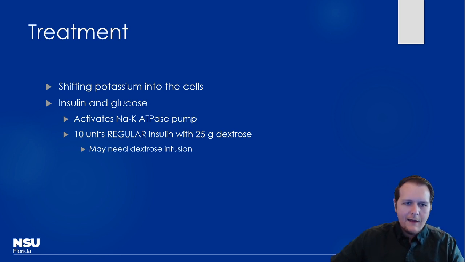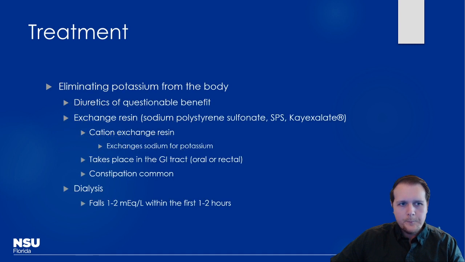So using an IV dose, only use regular insulin. Rarely we'll use something like Humalog or Novolog, those really fast-acting ones, but that's the only kind of variation I would use with that. And then for some patients, it may require a dextrose infusion in order to help manage that, so it just depends on how they're responding to that insulin itself. So that's how we can shift it in.